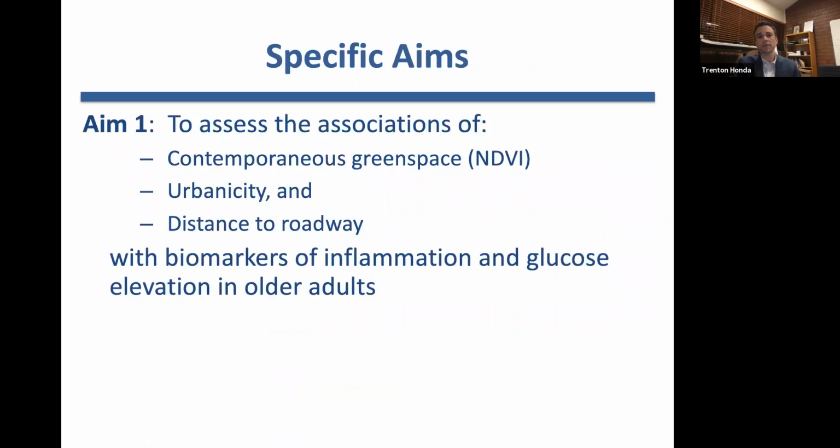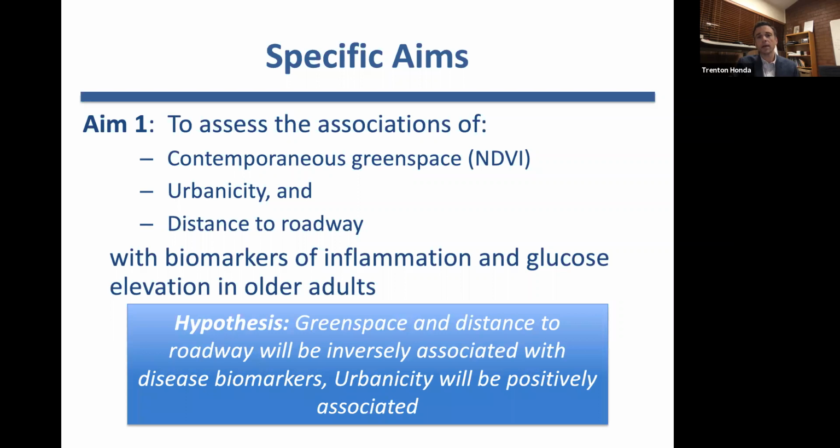And so the specific aims of our study were to assess the associations between green space, urbanicity, and distance to roadway as our markers of the built environment with biomarkers of inflammation and glucose elevation in older adults. And our a priori hypothesis was that green space and distance to roadway would be inversely associated with disease biomarkers. So as green space increased, we expected CRP to decrease and hemoglobin A1C to decrease. And then as distance to roadway increased, we expected that to occur as well. And then urbanicity, we expected to be positively associated with increased markers of systemic inflammation as well as hemoglobin A1C.